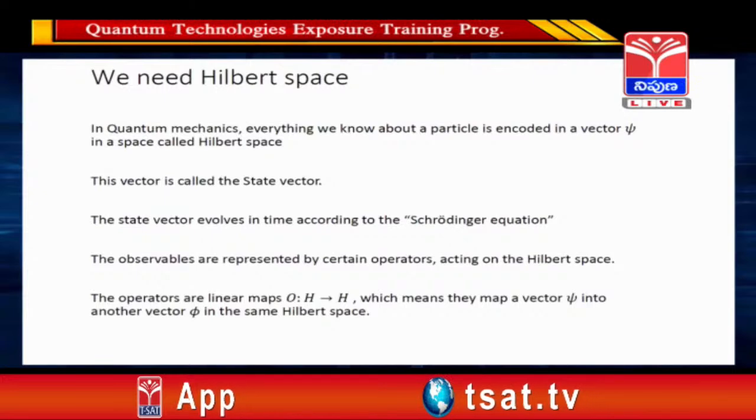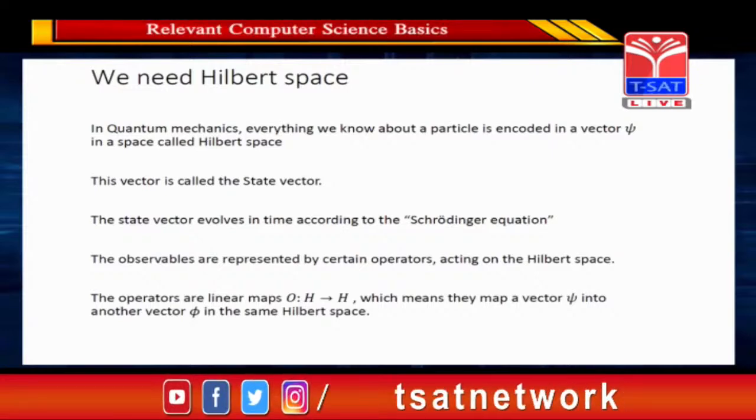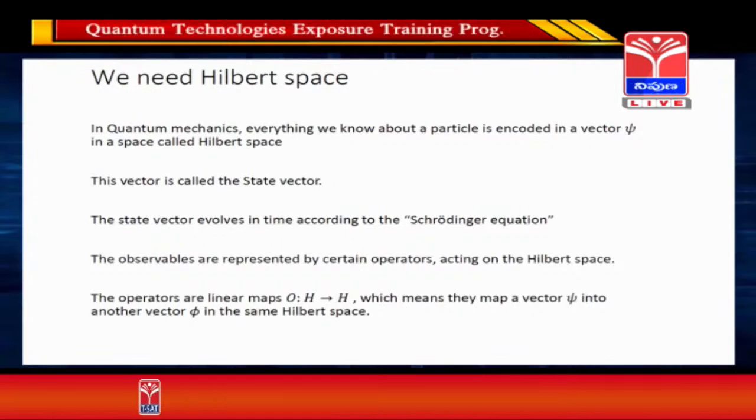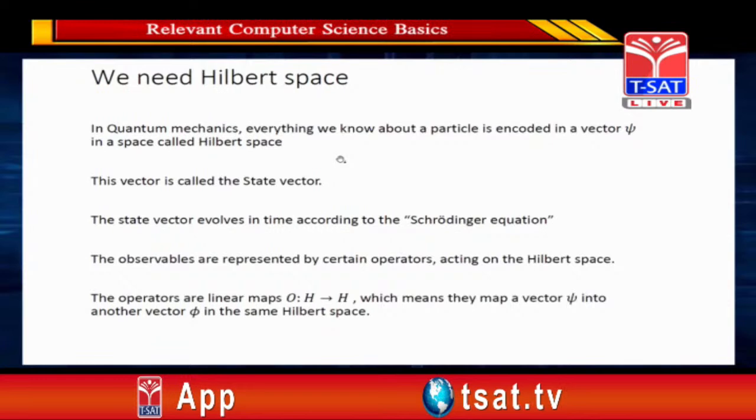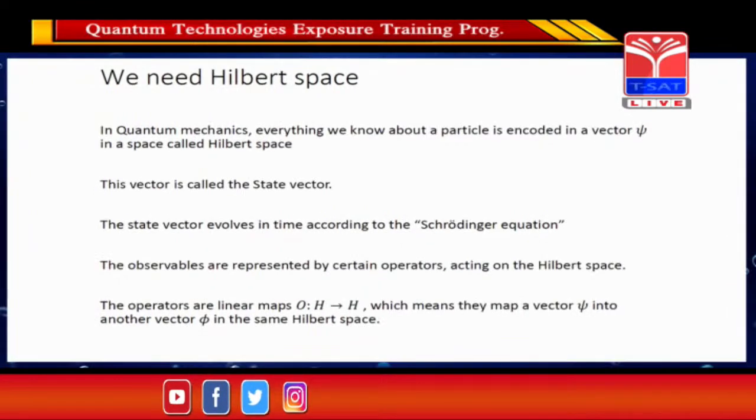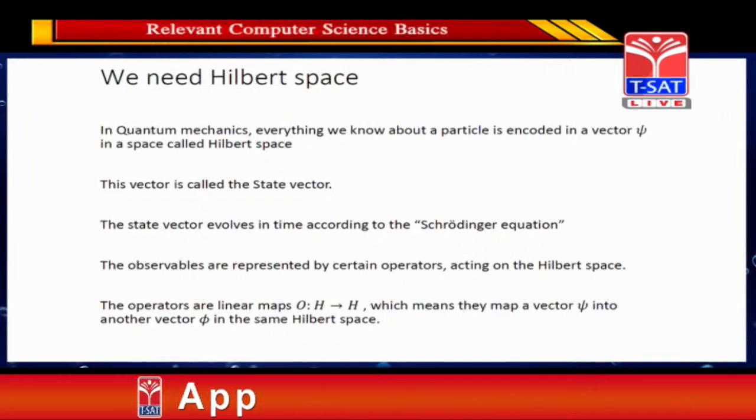That space is called Hilbert space. In quantum mechanics, everything we know about a particle is encoded in a vector, let's say xi, in a space called Hilbert space. This vector, which is an element of this Hilbert space, is called the state vector.